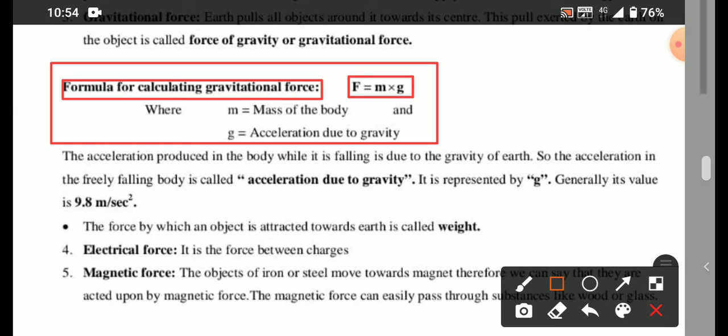Here, m is nothing but the mass of the body. I have said mass. So m is equal to mass. And g is nothing but acceleration due to gravity, which gives the gravitational force.